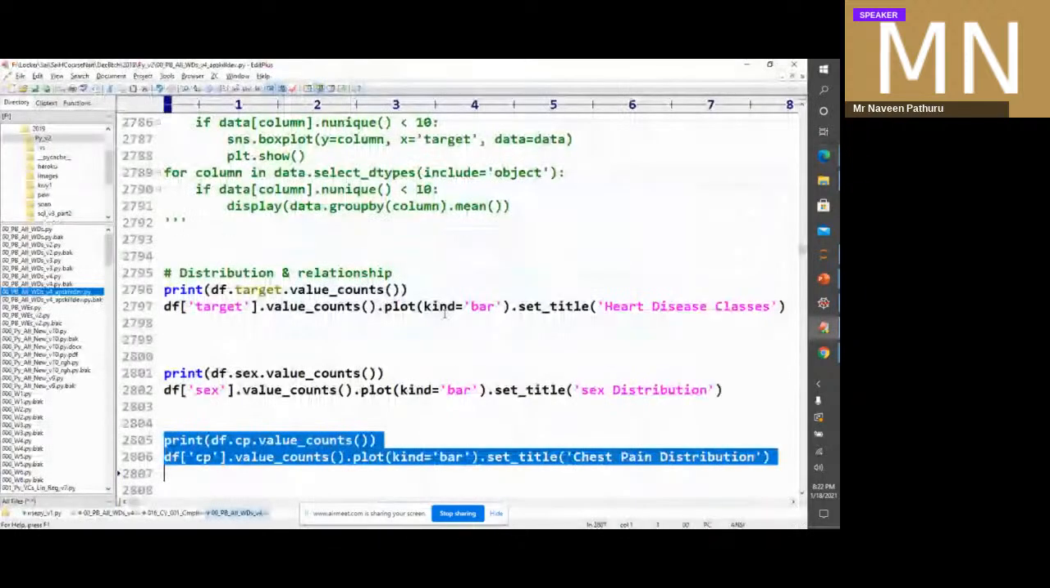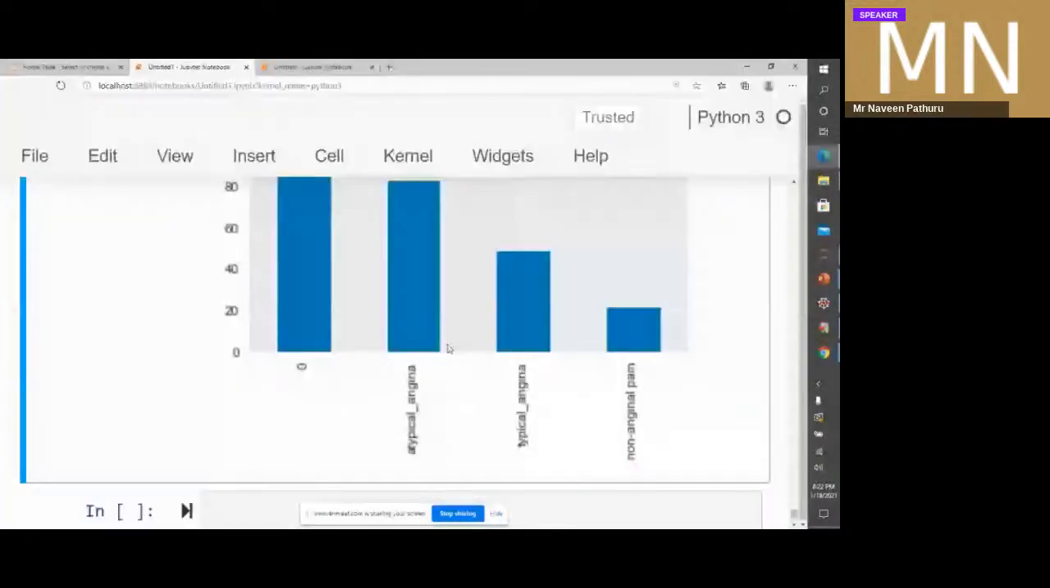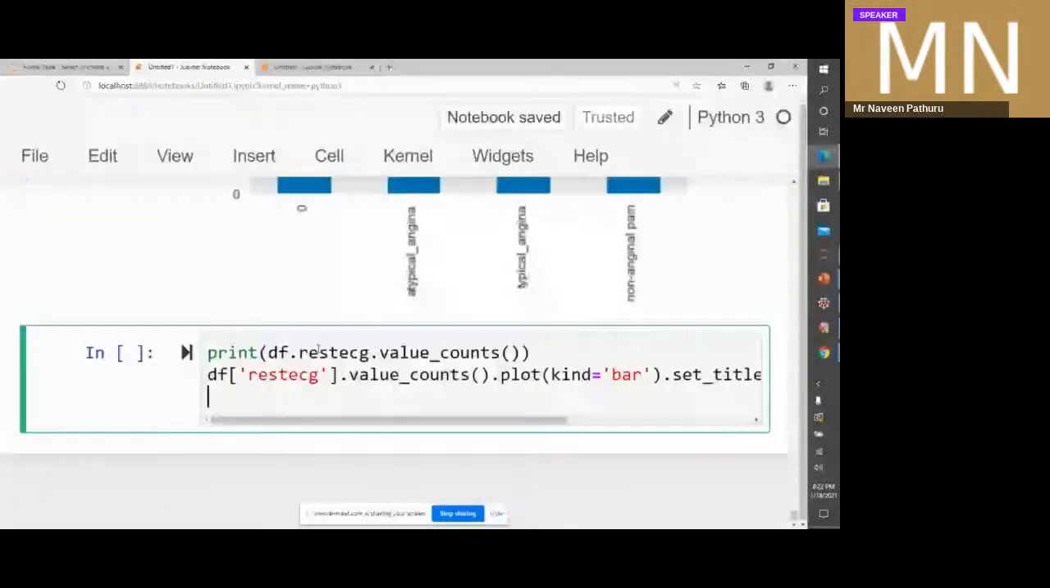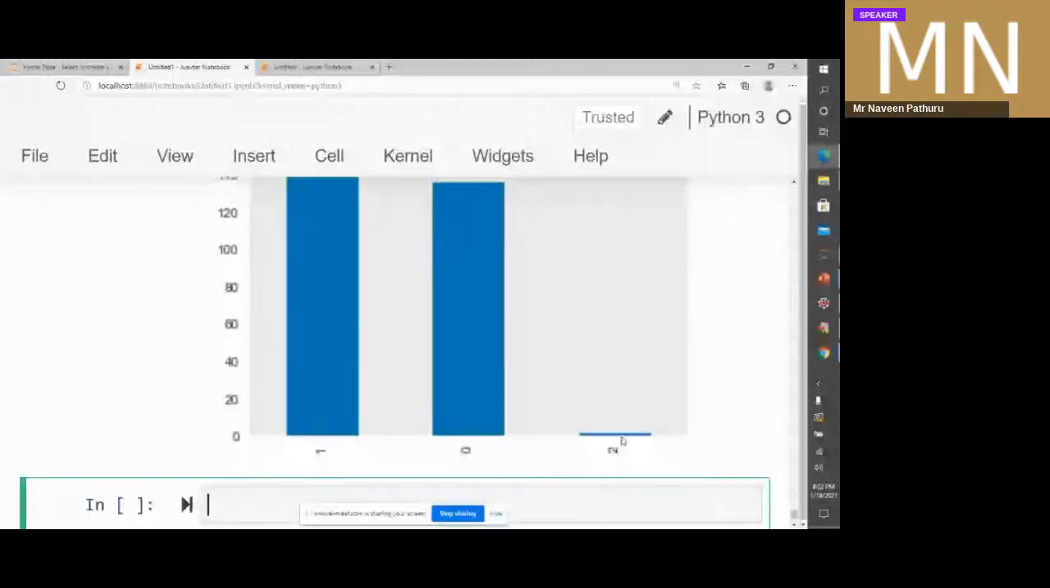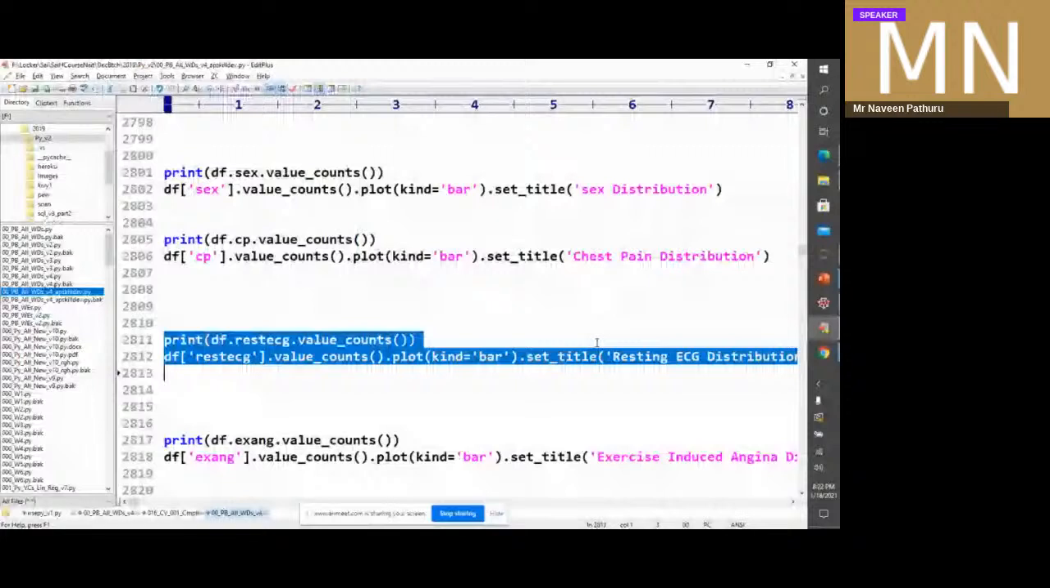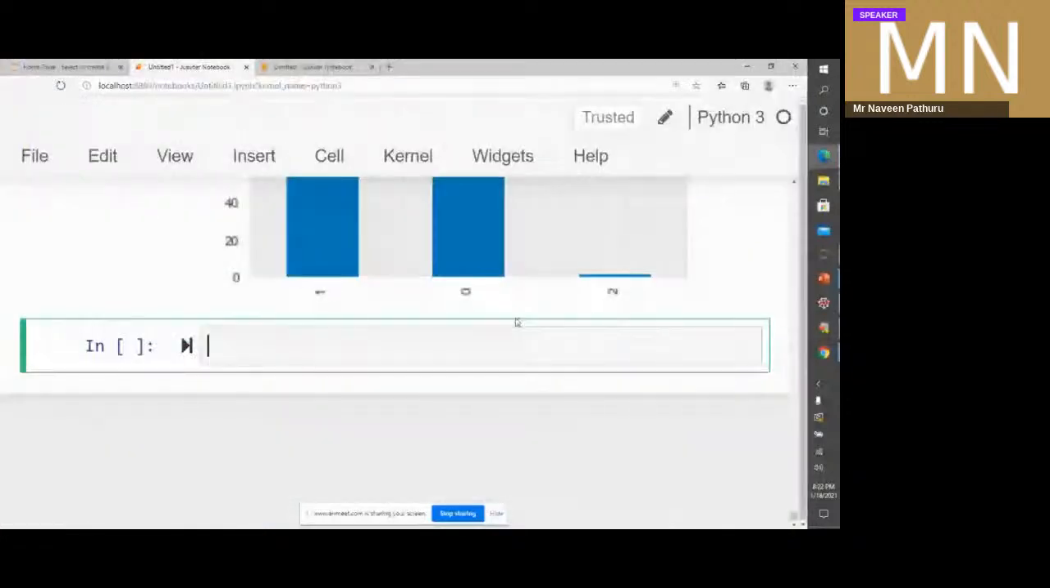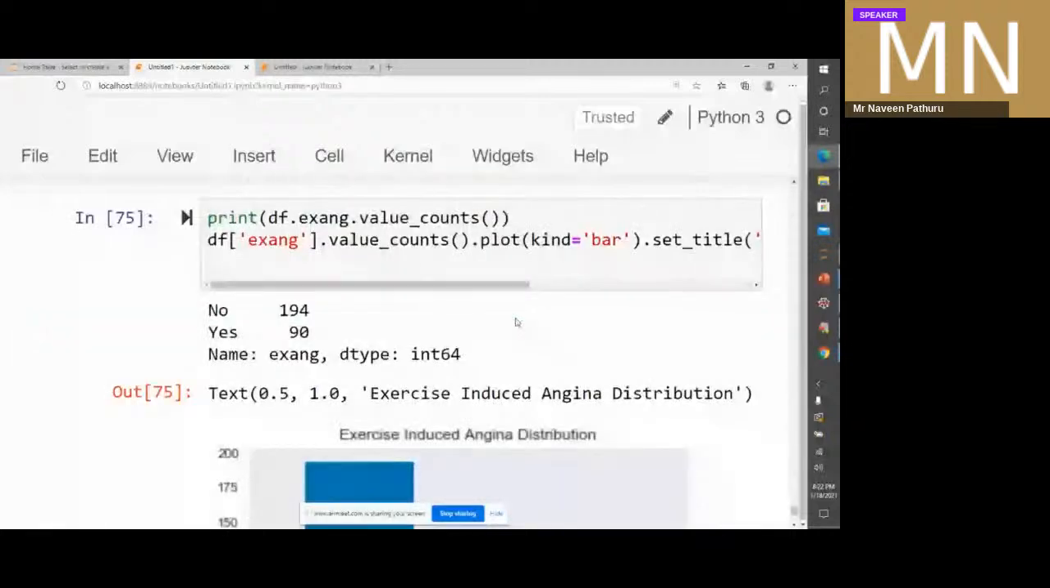ECG. For the sake of discipline, we'll continue our visualizations here. ECG. Again, whatever this is, you try to understand, okay, this is extremely low. Very, very few patients seem to be having whatever this 2 represents. We don't know. Again, we are not healthcare experts. And I think this is something related to heartbeat rate, I think, guys.